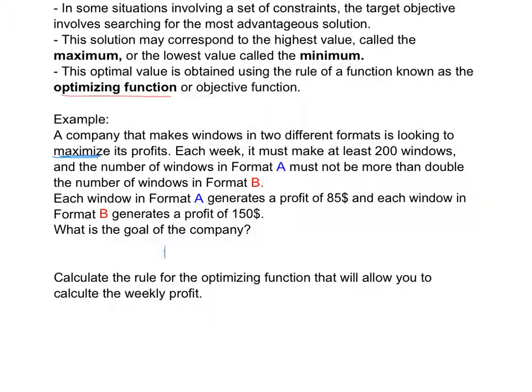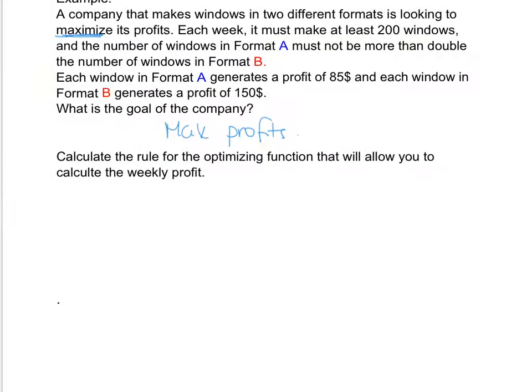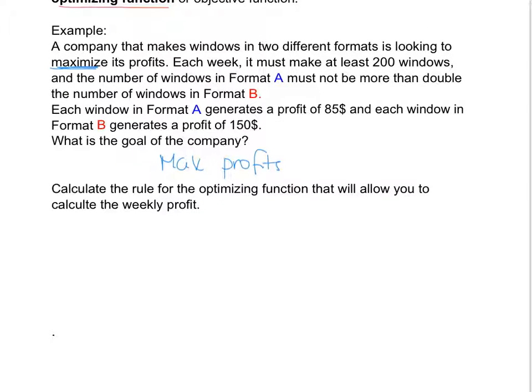Well, the goal of the company is to maximize profits. We want to maximize our profits. We want to make the most money possible. So we're going to calculate the rule for optimizing the function that will allow you to calculate its weekly profit. Now the thing here is, when you're dealing with the optimizing function, you do not need to deal with any of the inequalities. Those are your constraints. Okay?